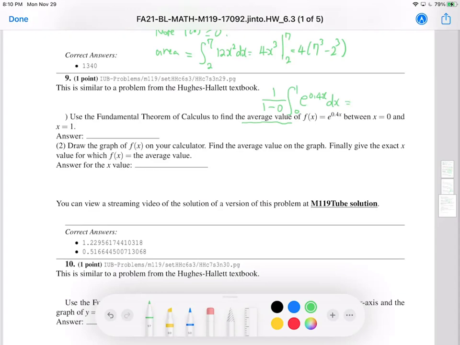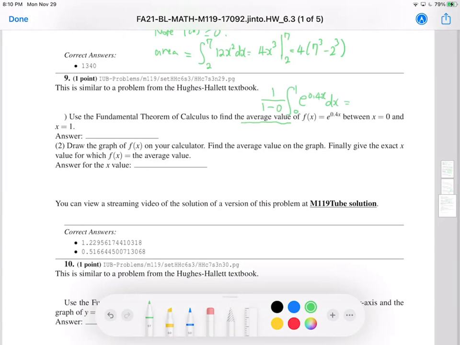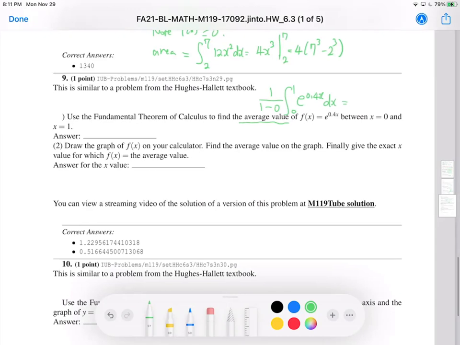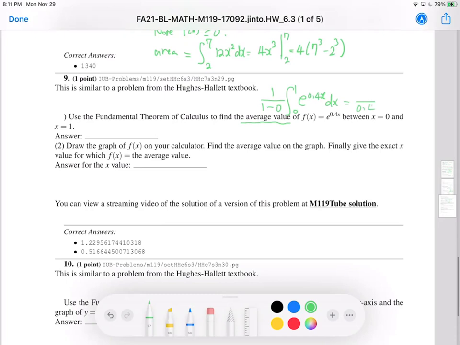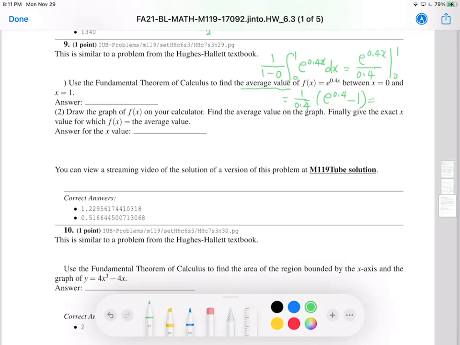So this is equal to, the coefficient is just 1. And the antiderivative of this one is, by the formula, 1 over 0.4 e to the 0.4x, from 0 to 1. So this is equal to 1 over 0.4 times e to the 0.4 minus 1. Okay, so you can simplify it. Use your calculator to simplify it. Then draw the graph of f(x) on your calculator.